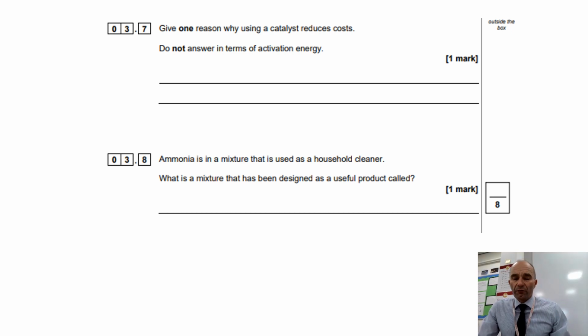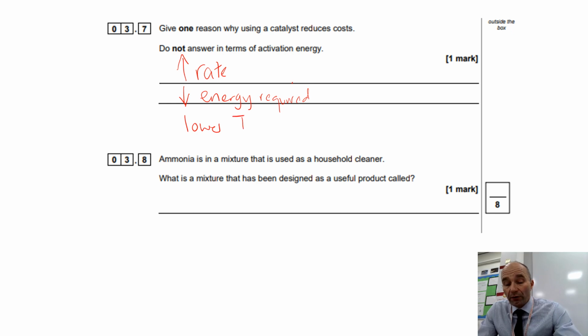Then 3.7, give one reason why using a catalyst reduces costs, but don't answer in terms of activation energy. Well, if we use a catalyst it increases the rate of a reaction, so we're going to produce our product quicker. Now it says don't talk about activation energy, but you can talk about the fact that less energy is required to produce our product. Or you could state that a lower temperature can be used, which is linked to less energy required. But any of those three answers would get you a mark.